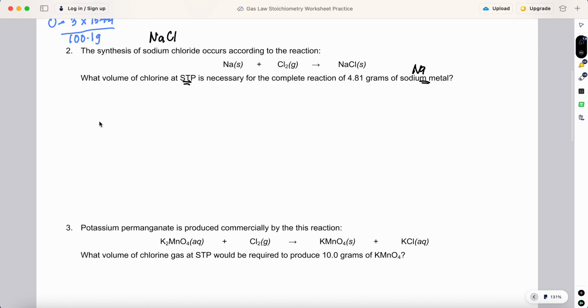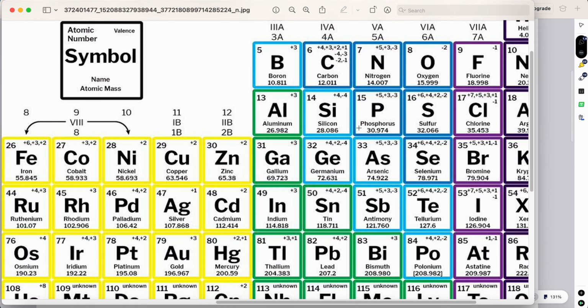So to solve, we have 4.81 grams of Na times the first term. The first term here is we need to get the mole from the grams of Na to the mole of Na. We have 1 mole of Na over the grams of Na. So how do we find the grams of Na again? We look at the periodic table.